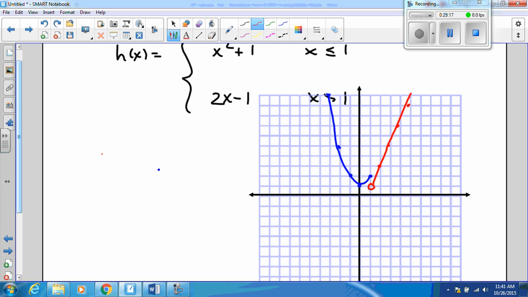Now, if we do the derivatives of the pieces, then we find out that h prime of x is equal to 2x for x is less than 1, and 2 for x is greater than 1. And that's pretty easy as well, right? Adding that plus 1 to my quadratic portion didn't change its rate of change or its slope. It just changed where it was vertically.